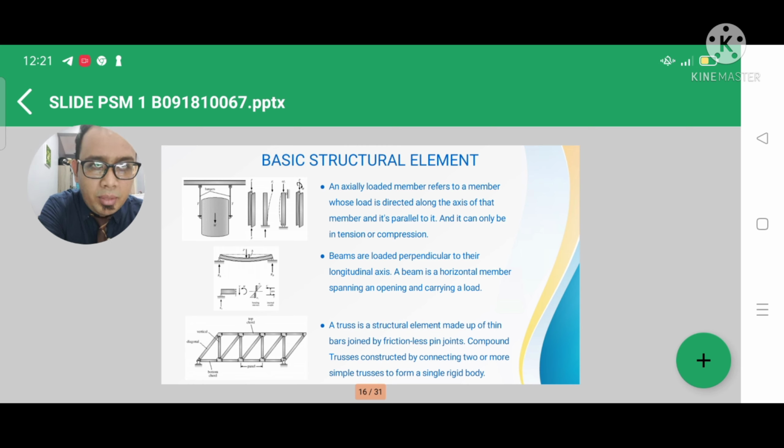Next, the beam. Beams carry loads perpendicular to their longitudinal axis. A beam is a horizontal member spanning an opening and carrying a load.